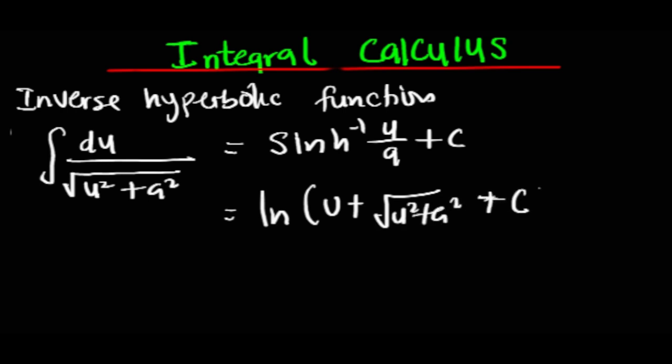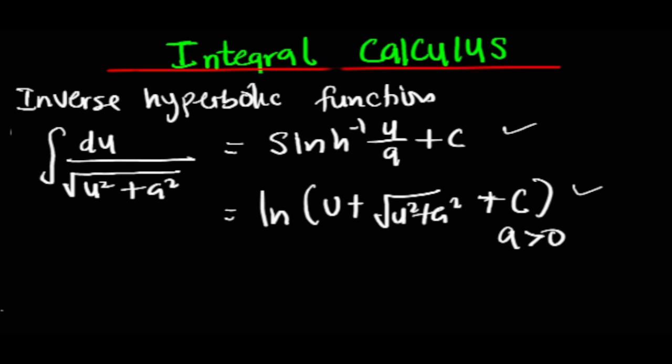In this scenario, whenever you're having this kind of answer, it shows that a must be greater than 0. It's a condition. You're going to have either this as the answer or this as the answer. Regardless of which one you choose, it's still the same answer. You understand?